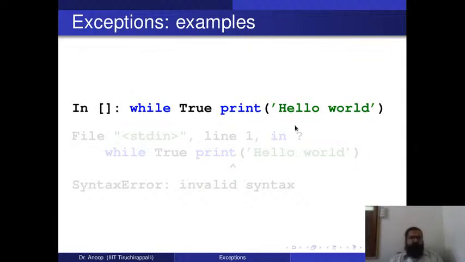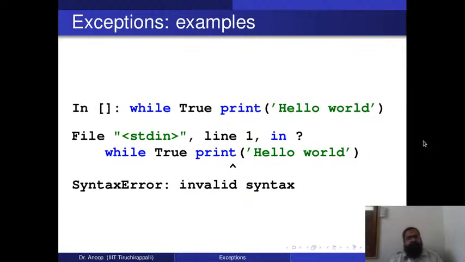And so let's try. While true, print hello world. This is a line that we have written, but you can see that in the while loop you need to actually have a colon after the while true, and the print hello world will be a statement inside the while true loop. But unfortunately, this has been written as one single line, and this would actually result in a syntax error. So this is an exception.